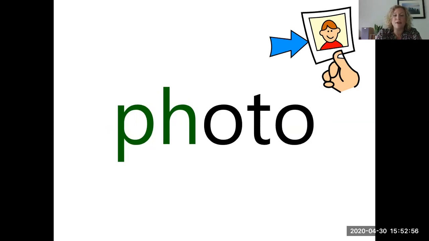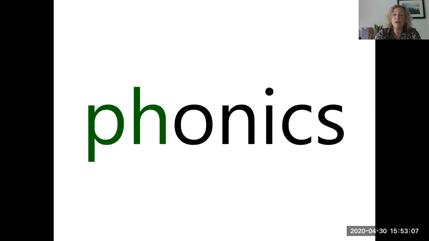And at the beginning of photo, it is PH. Photo. These are all quite simple spellings, and you just need to remember that the F sound you can hear is PH. Phonics, something you did lots of in nursery, reception and some in year 1.